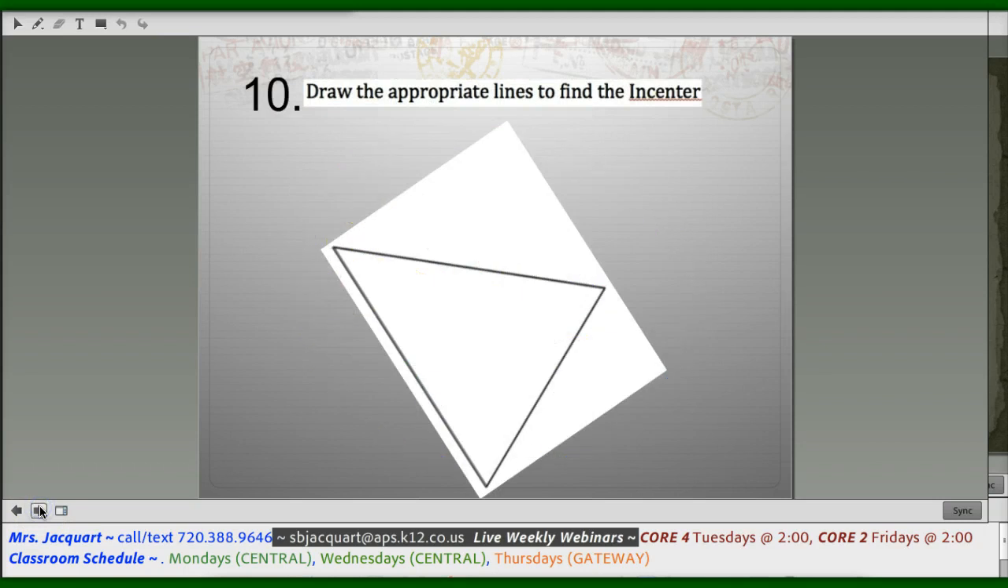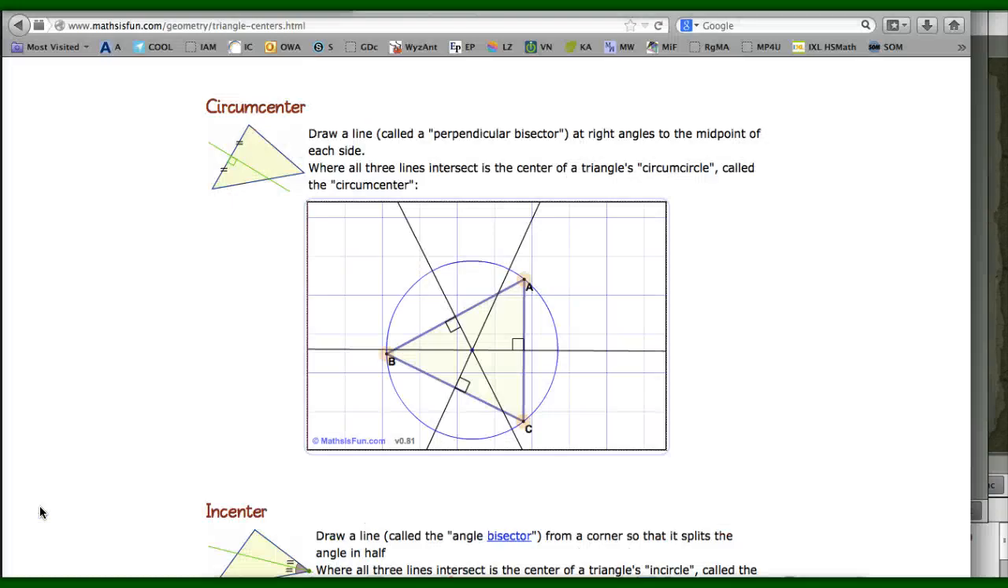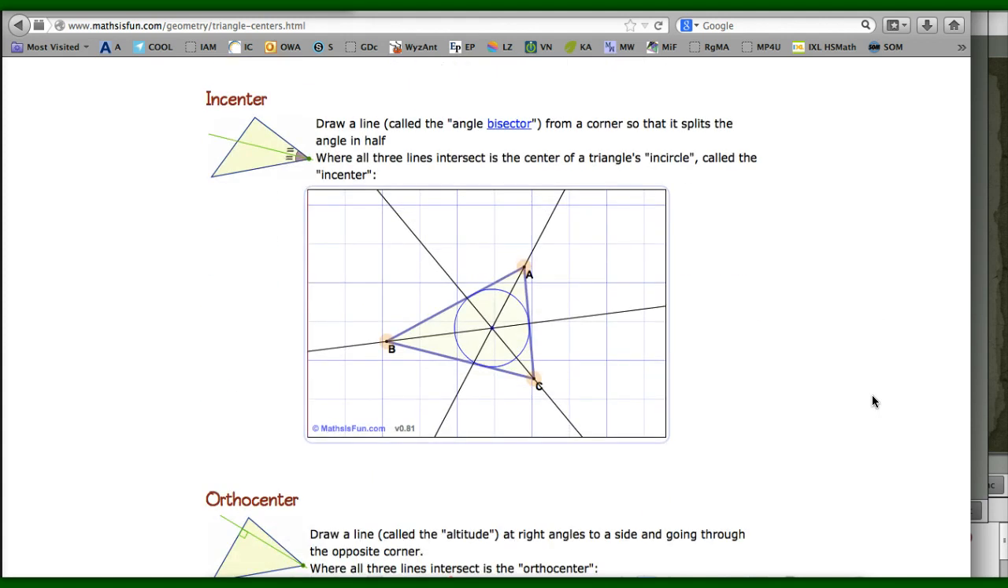Okay, let's draw an in-center. Okay, let's go to a really cool website that you're taking notes from. The in-center is from all the angle bisectors. Push pause and read that.